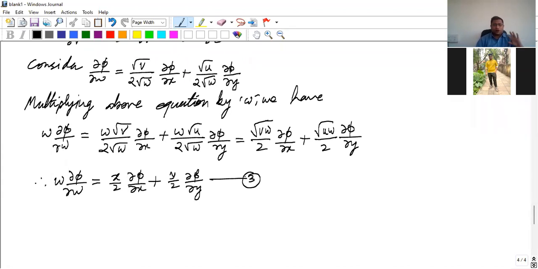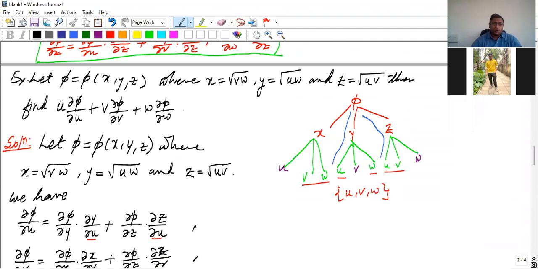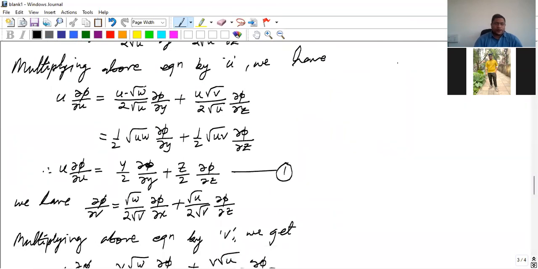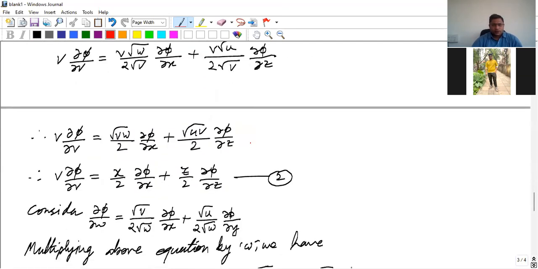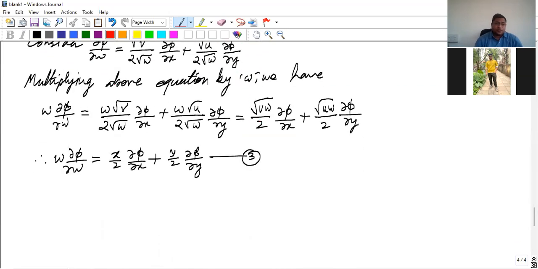So we got equation 1 for u, equation 2 for v, and equation 3 for w. If you see what we want to find, there are three parts: the derivatives of φ with respect to u, v and w, and we have to multiply these derivatives by the respective variables u, v and w, and then add these three. So we have equation 1, then equation 2, and then equation 3.